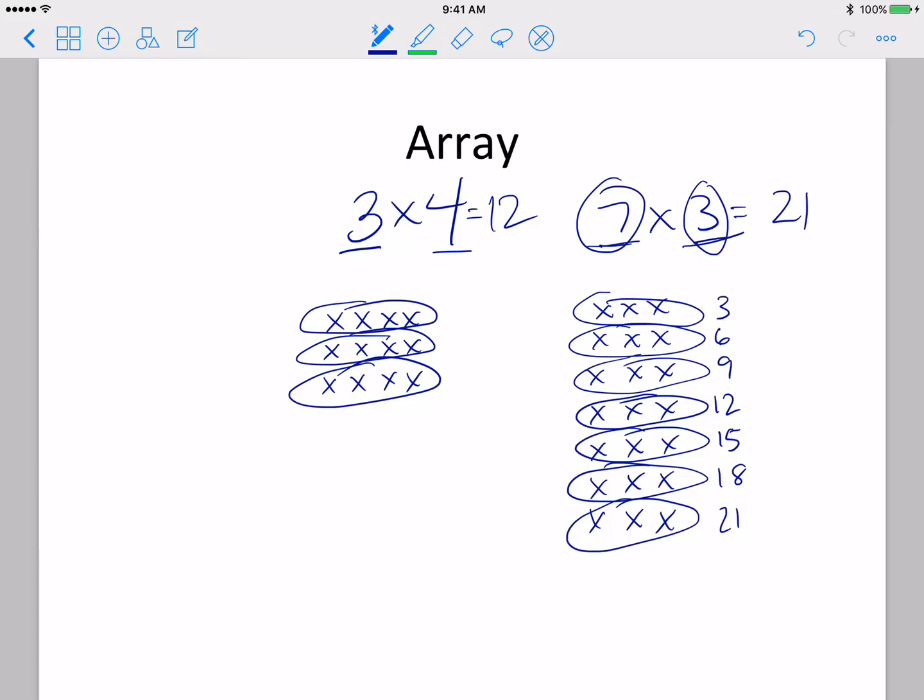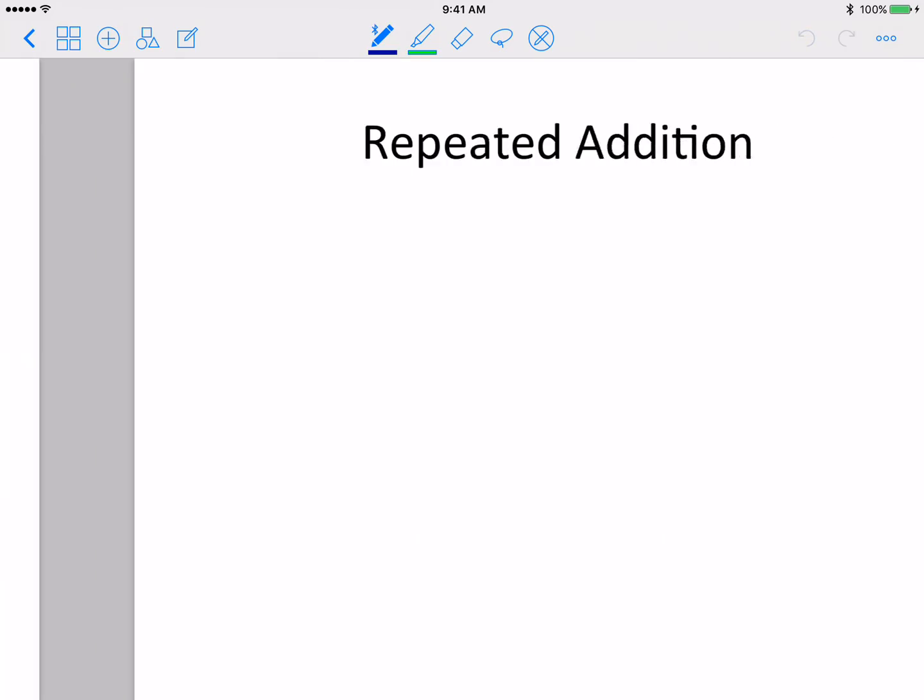So a real world example for this one could be a teacher setting up chairs for a performance in their classroom. There are 7 rows and there are 3 chairs in each row. How many total chairs does the teacher need? We would see 21. So that's a way that might be used in the real world.